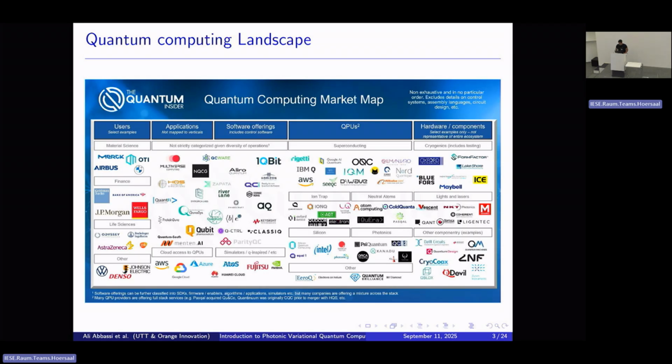So to start with, to get back to the quantum computing landscape, as you can see in this nice map from the Quantum Insider, it's a very fertile market for quantum vendors. And some of the attendants here can see their companies there. And the question is, which quantum computer should we use and for what application?